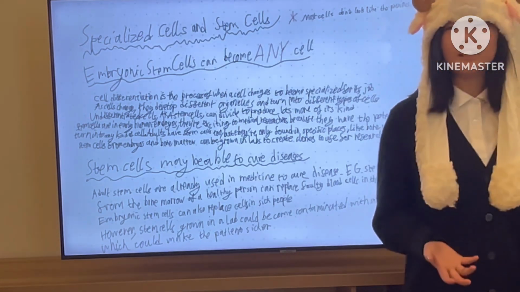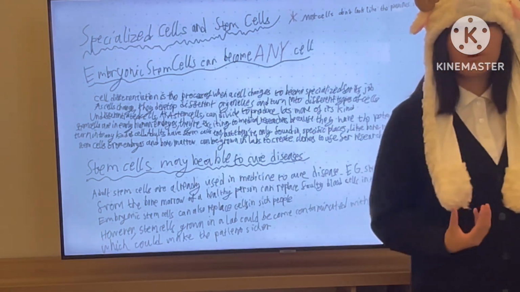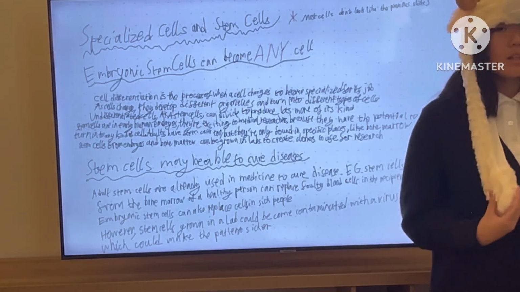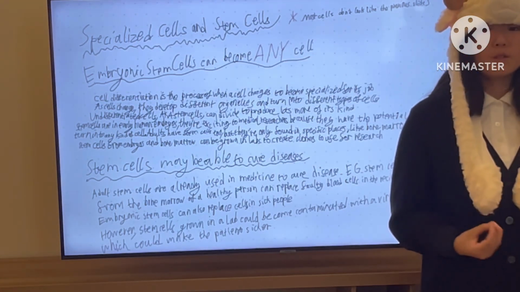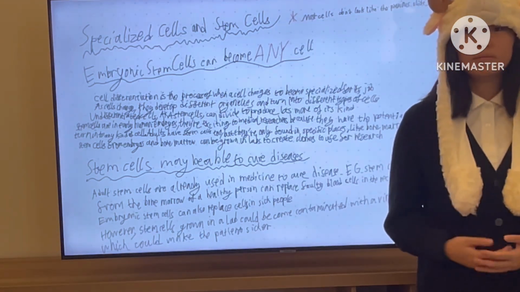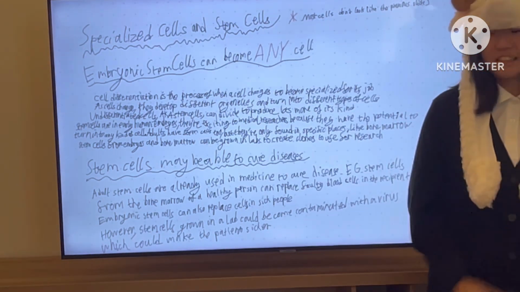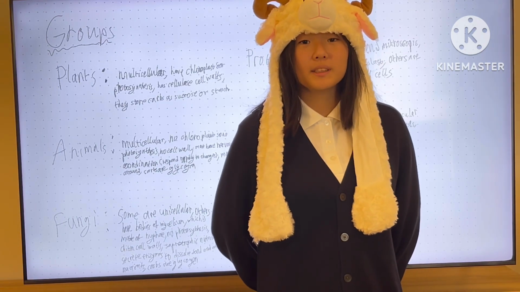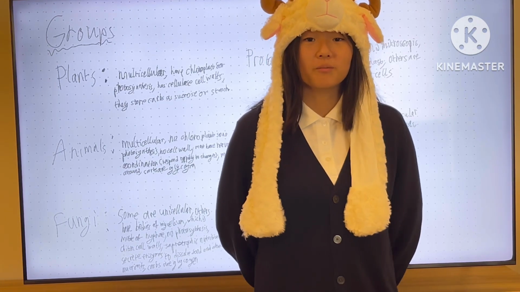However, there is a downside to all this. Stem cells grown in labs can be contaminated with other diseases, therefore making the sick person who is supposed to receive the healthy cells more sick in the process. Continuing on, I will now be talking about the 6 main groups that organisms fall into.